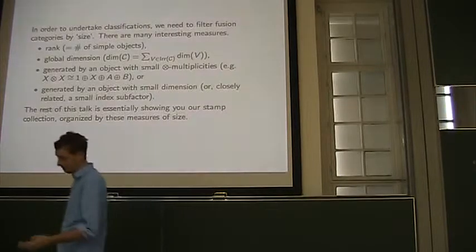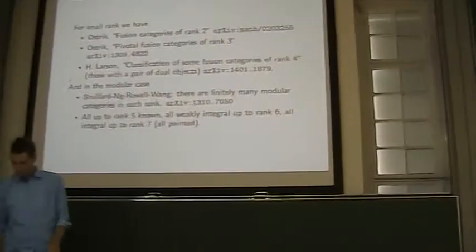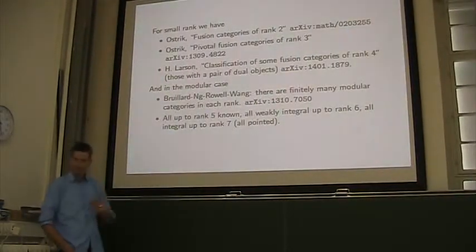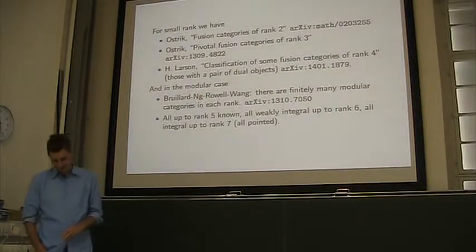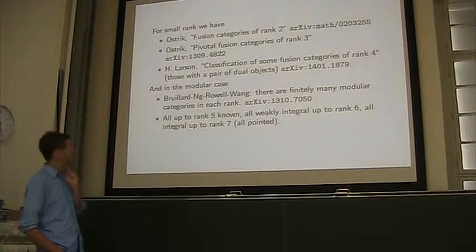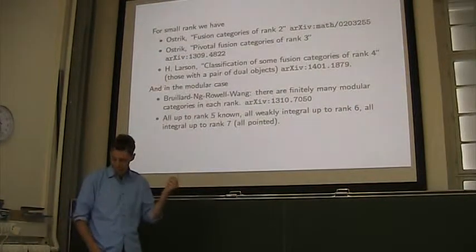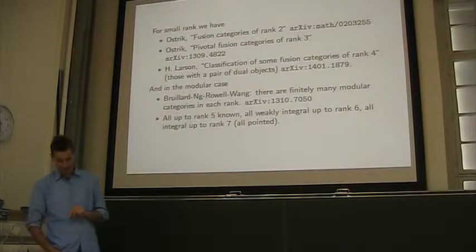So for the rest of this talk, I want to just show you what we can do in terms of understanding examples organized along these different measures of size. So the first two, rank and global dimension, I'm not going to talk about very much because I've contributed nothing to the subjects really. I just want to quickly tell you what's known. So for small rank, we're really pretty primitive at this point. Ostrik has done fusion categories in rank 2 and rank 3, yes, pivotal in rank 3, and then just recently Hannah Larson has done half of the classification of fusion categories of rank 4.